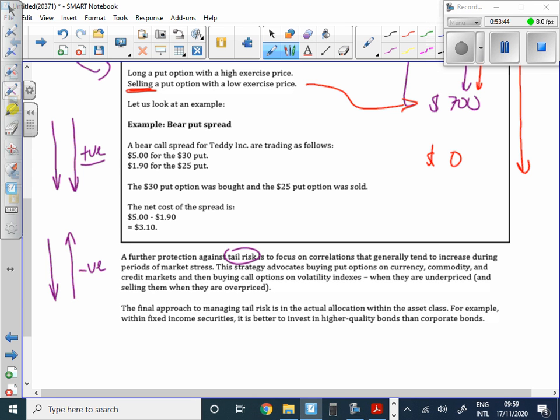And the last approach to managing tail risk is how you allocate your assets within each class. For example, better to mitigate tail risk when you're looking at fixed income securities, which is an asset class, rather go for higher quality bonds than corporate bonds, which are lower quality. So yes, you are investing in fixed income securities, that is your asset class, but you've invested in the more secure side of that particular asset class.